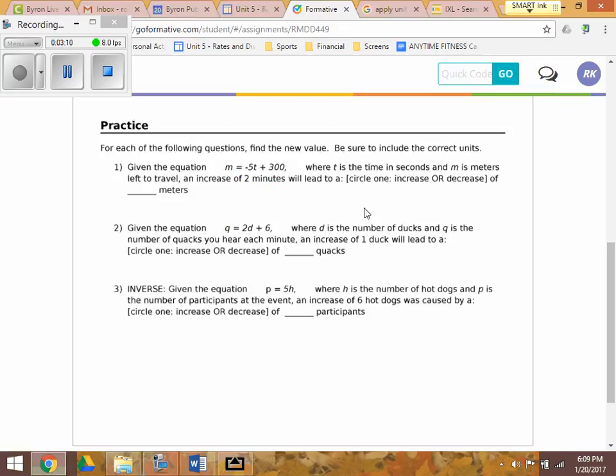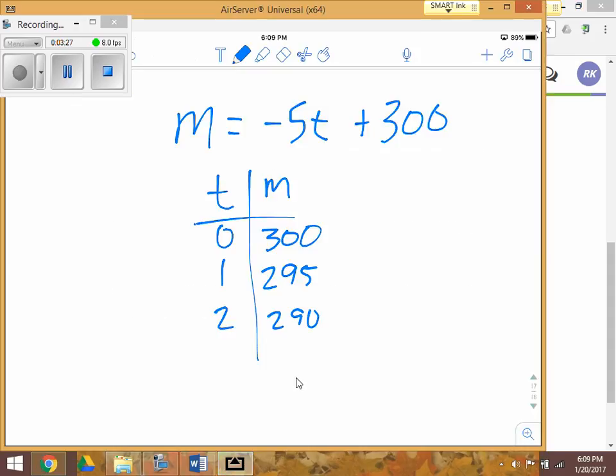Now let's read this. So we do an increase. It says 2 minutes, but that would be like 120 seconds. We're not going to do that because 120 times 5, well, it's not going to work out. So this is a typo. So 2 seconds is what they want. So an increase of 2 seconds results in a decrease in how far? So from 300 to 290, that's a decrease of 10 meters.